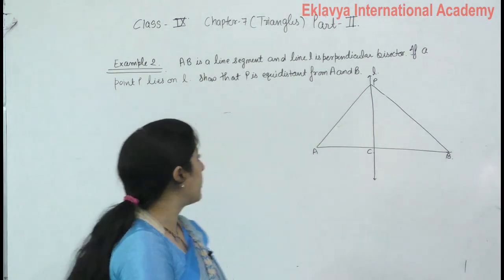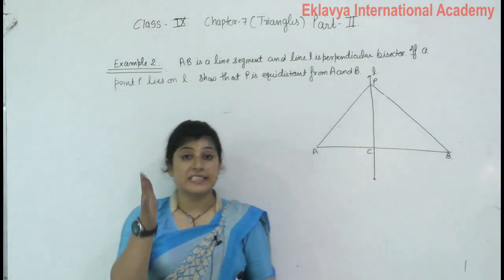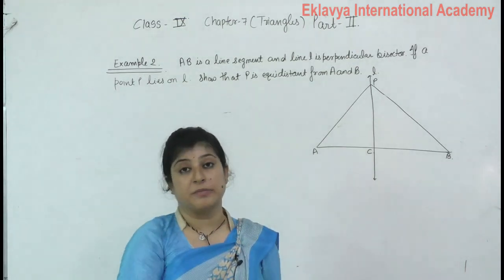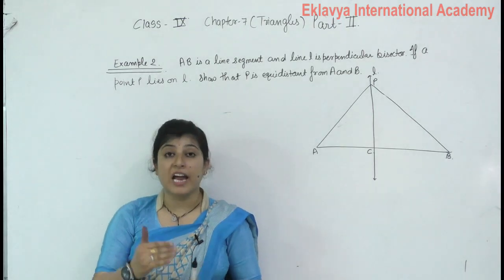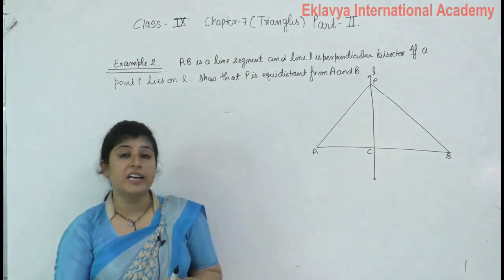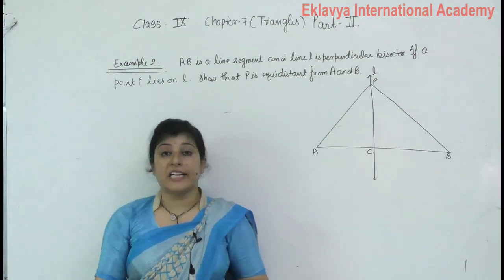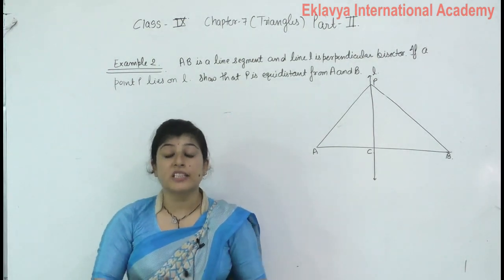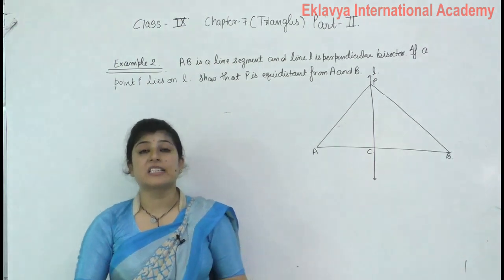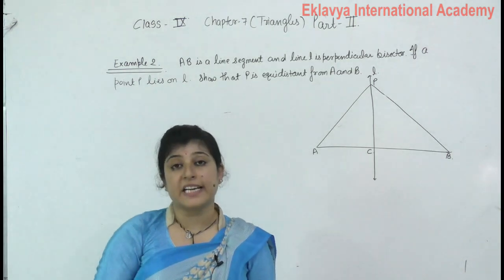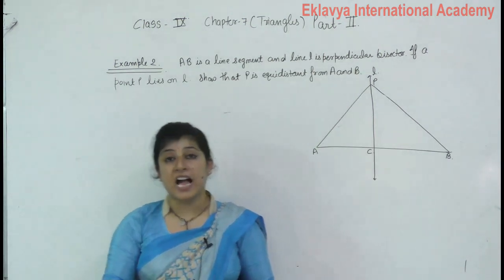Basically, we discuss the SAS axiom. What is the SAS axiom? That is the side-angle-side axiom. It means any two sides and the included angle of one triangle should be equal to any two sides and the included angle of the other triangle respectively. Then these two triangles are said to be congruent by the SAS axiom. I already told you about the difference between an axiom and a theorem.